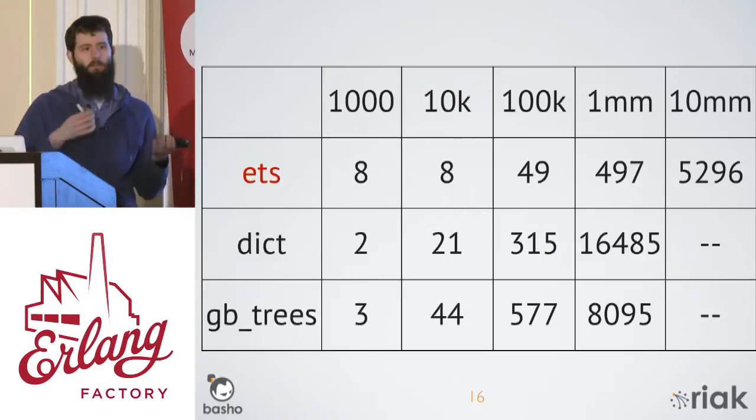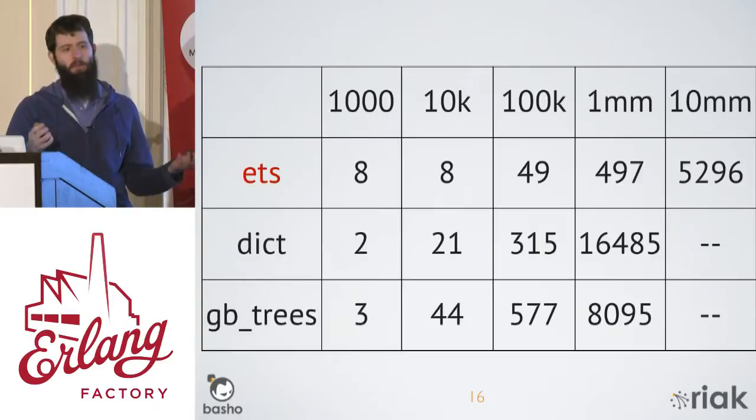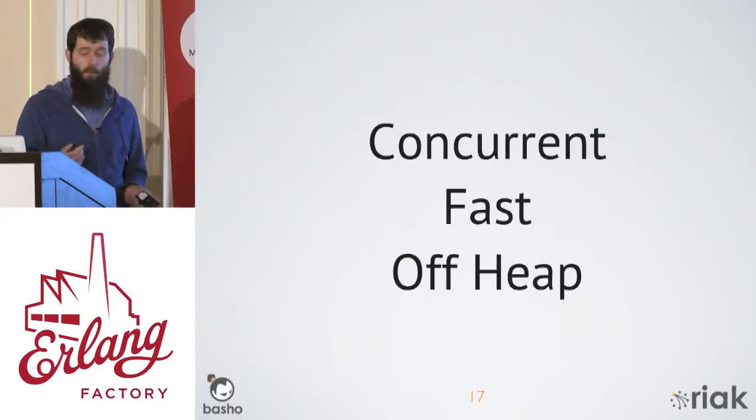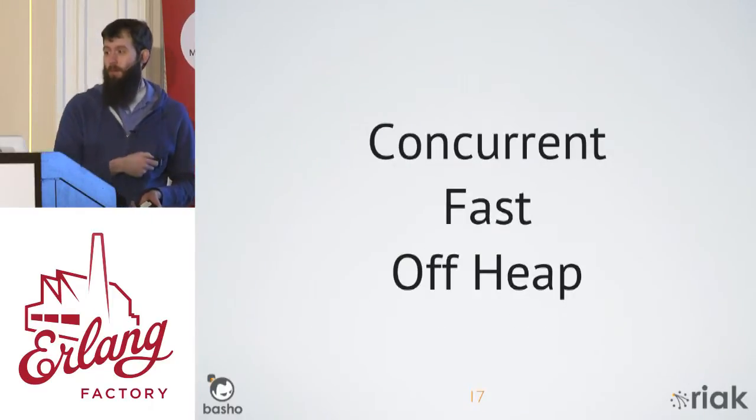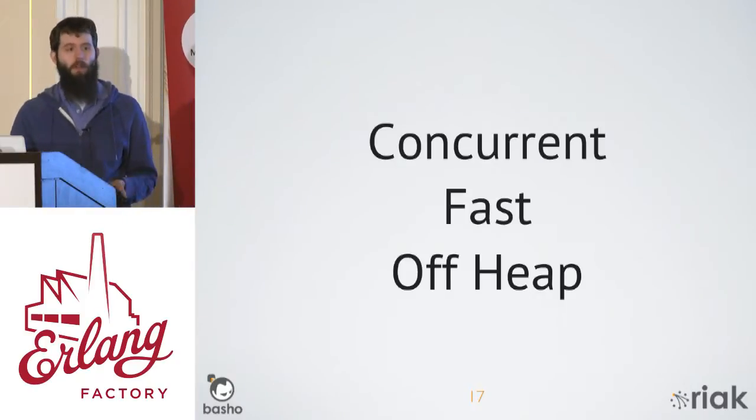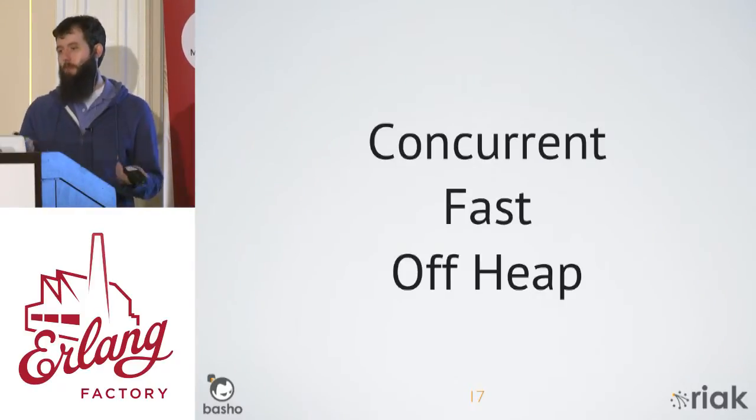There's no way to update an ETS table and have it efficiently give you a snapshot view of that. Although ETS has some benefits. A, it's fast, like we just saw, and B, it's concurrent. So you can actually update ETS from different processes. You can read between them. That's really cool. You can't really do that with a dict, right?